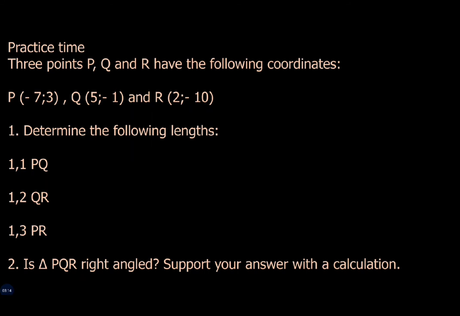3 points P, Q, and R have the following coordinates. P is (-7, 3). Q is (5, -1). And R is (2, -10). Determine the following lengths: PQ, QR, PR. Is triangle PQR right-angled? Support your answer with a calculation. At this stage, pause the video. Practice this question. Practice makes perfect.